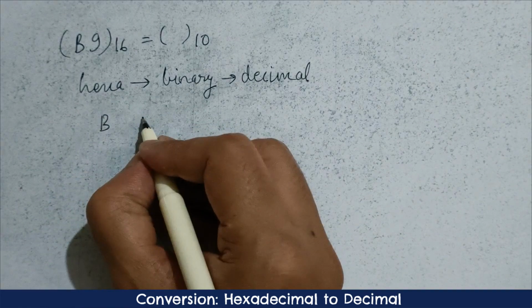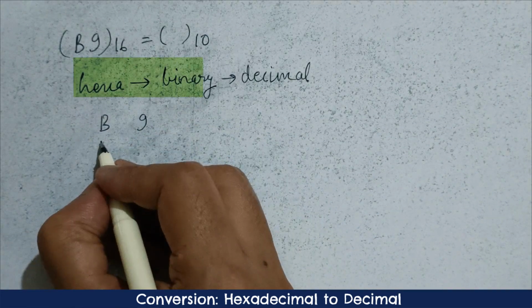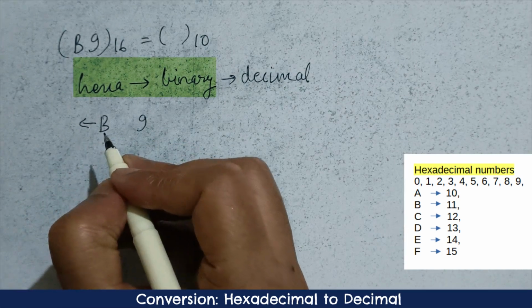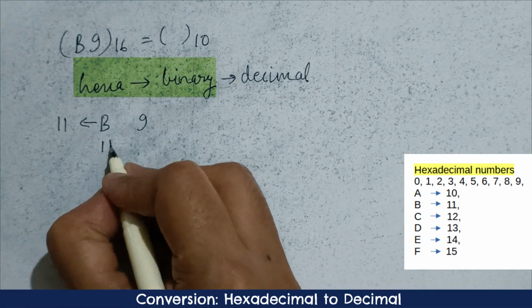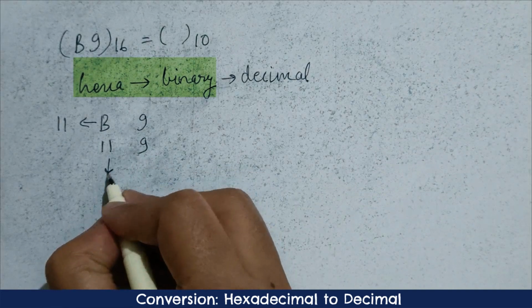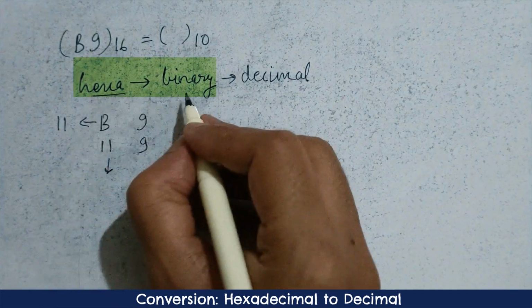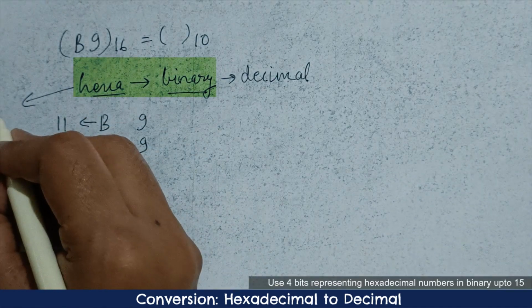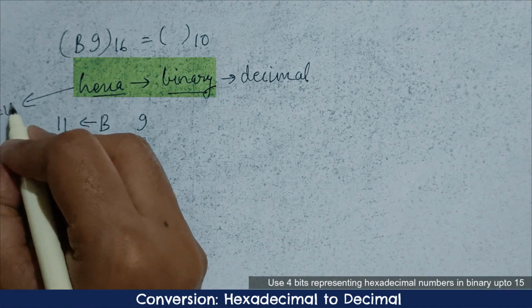Kindly write down the number B9. Here, we can write B as 11. As we already know, we use 4 bits for representing hexadecimal in number system conversion table.